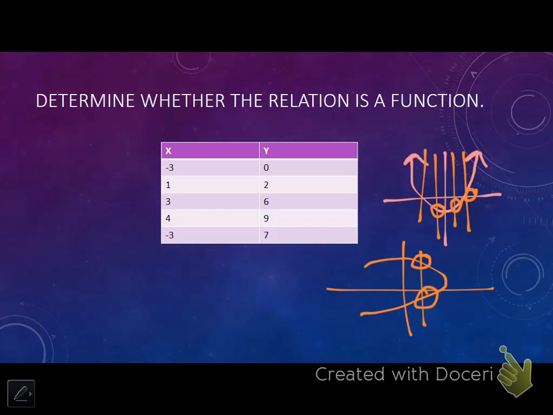So we're going to look to see if I have any x values that repeat. So it looks like we do, so it's not a function. So your x values can't repeat for it to be a function.